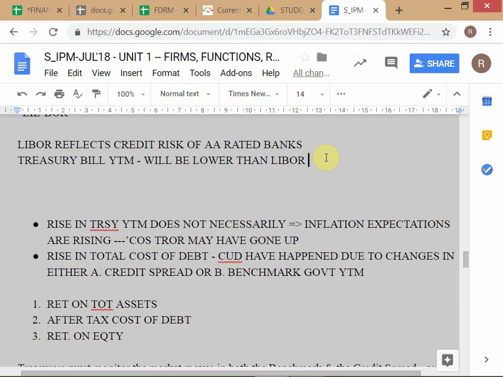But theoretically, they should always be lower than LIBOR. Because you understand why. Risk return. I'm just going to write risk return here so that you remember the logic. All right. So this is the first thing.